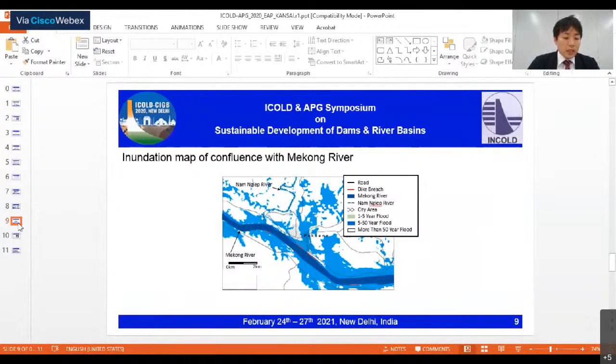The figure shows the inundation map of the confluence with the Mekong River. It was found the Mekong River flood has much impact around the confluence with the Mekong River, so it is necessary to share information and discuss with related agencies on how to mitigate this area.